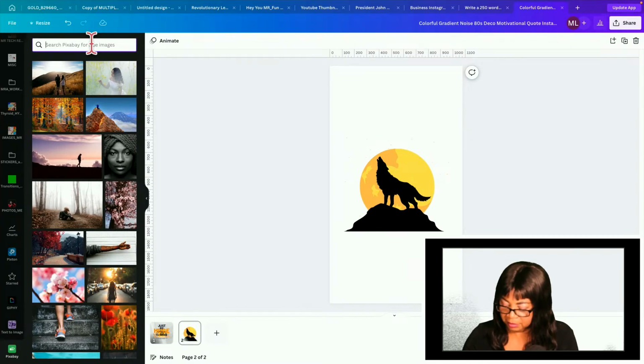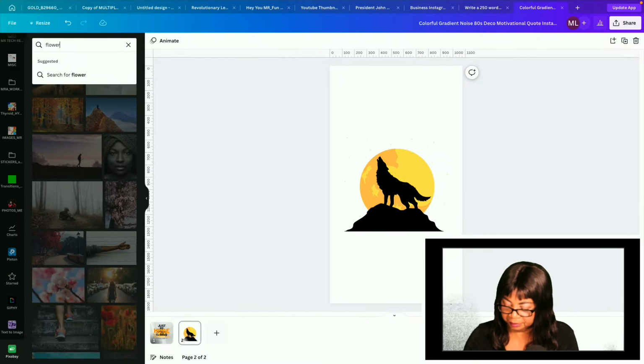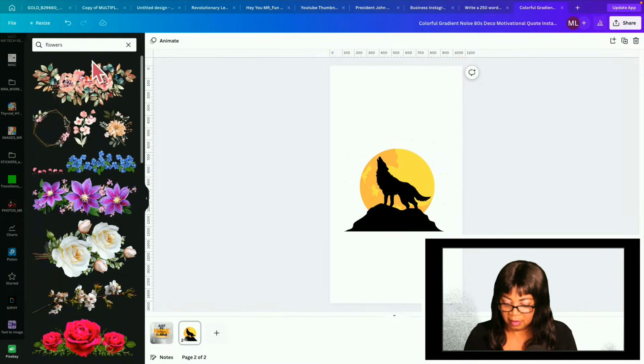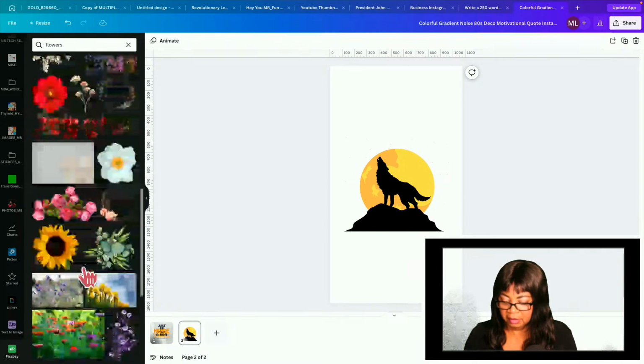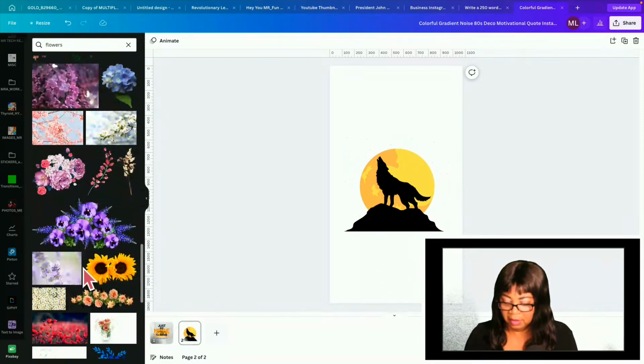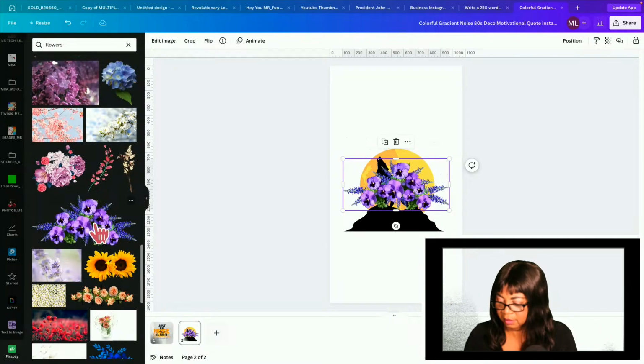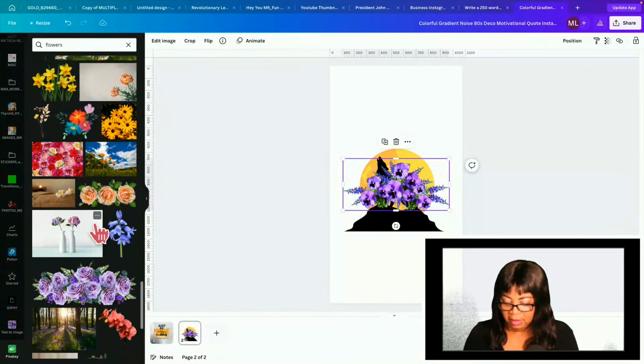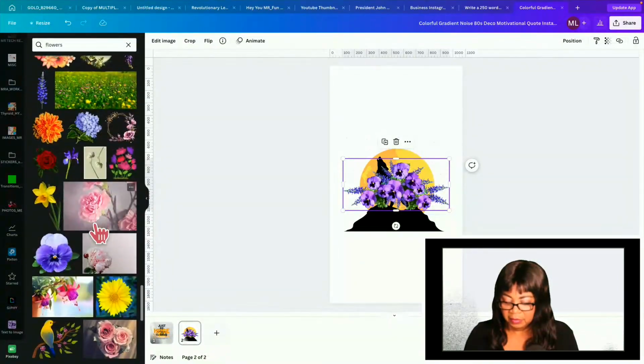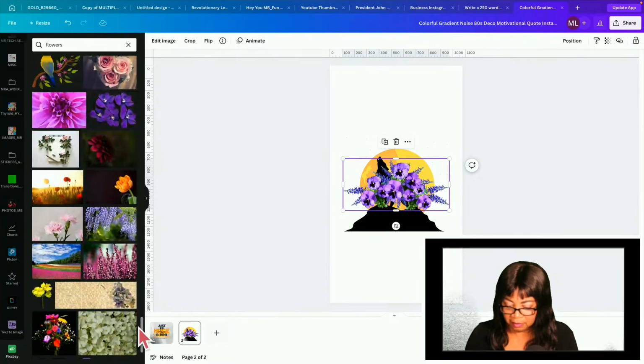Basic flowers. And pretty much every flower you want in the rainbow here. Beautiful, look at that. That's so gorgeous. That is beautiful. So it's kind of nice. You just type in whatever you want. So it's nice that Canva included this. Very, very nice.